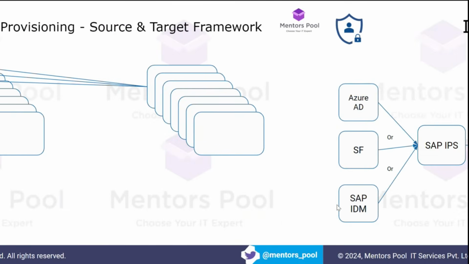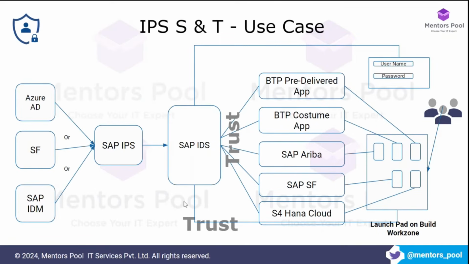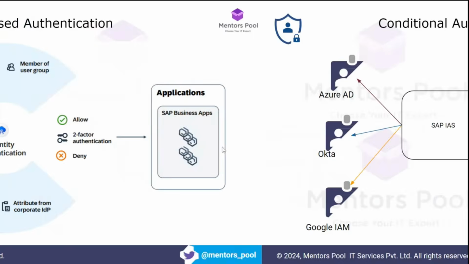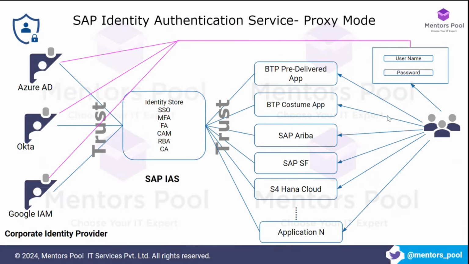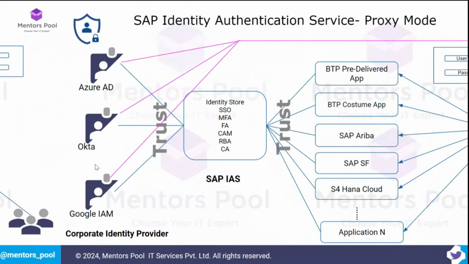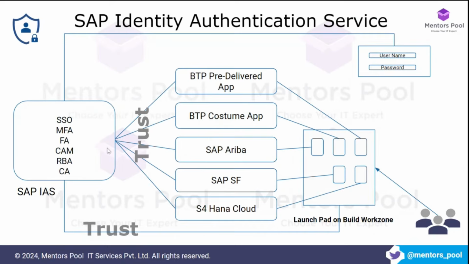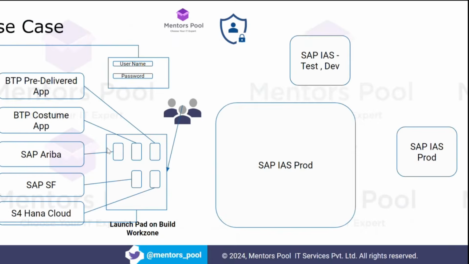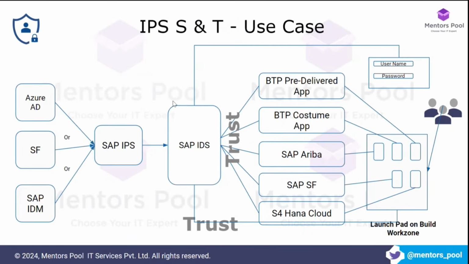Okay, next. Now this is a combined scenario for IAS and IPS both. We learned IAS working as a proxy authentication service, or IAS working as a main identity provider. So I mixed both and created this. If you see here, IAS is working as the main identity provider, so you don't see Azure AD anywhere. You see Azure AD, but my scenario is IAS working as the main identity provider.